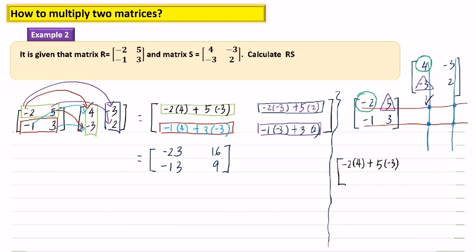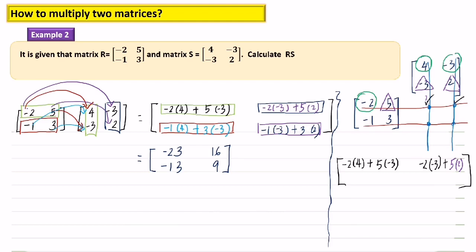So we proceed with first row, second column here. You refer to the number here, negative 2, which will times the second column, whose first number is negative 3. So you write down negative 2 times negative 3 plus the second number here, 5, times 2. You follow the line here. So 5 times 2.